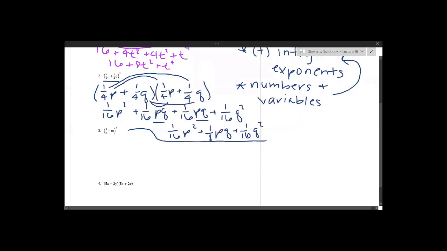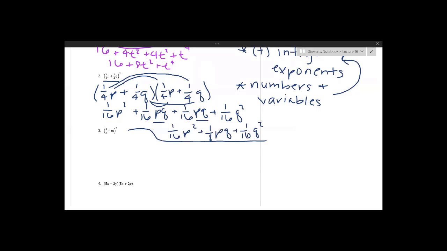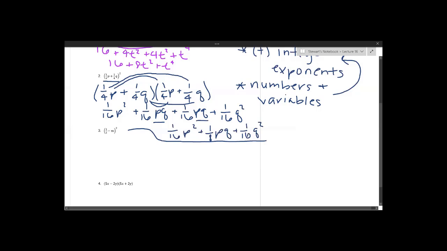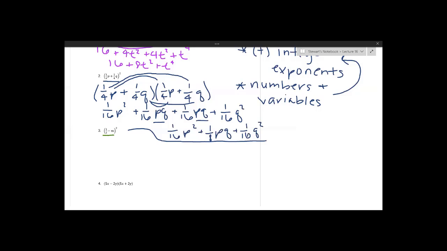Okay, so the next one, we have another binomial. The only difference here is that the terms are separated by subtraction instead of addition, but it's going to be the same idea. We're squaring this entire expression, 1/3 minus m. So we have to evaluate 1/3 minus m multiplied by itself since it's being squared. 1/3 minus m. Same thing: first, outer, inner, last.